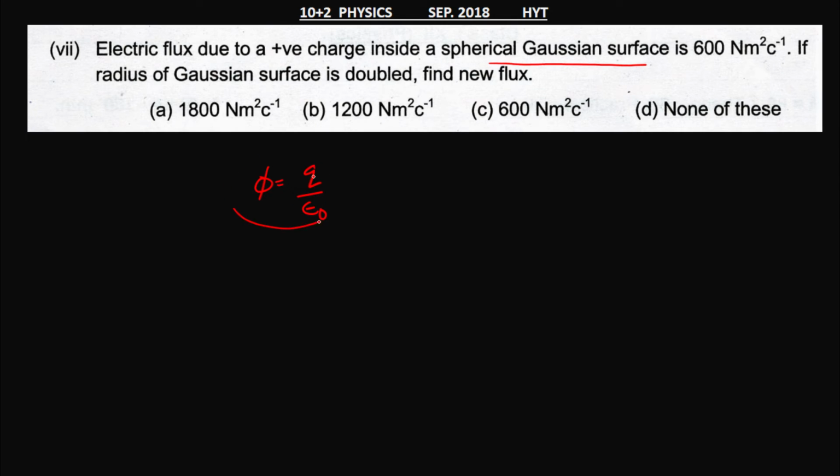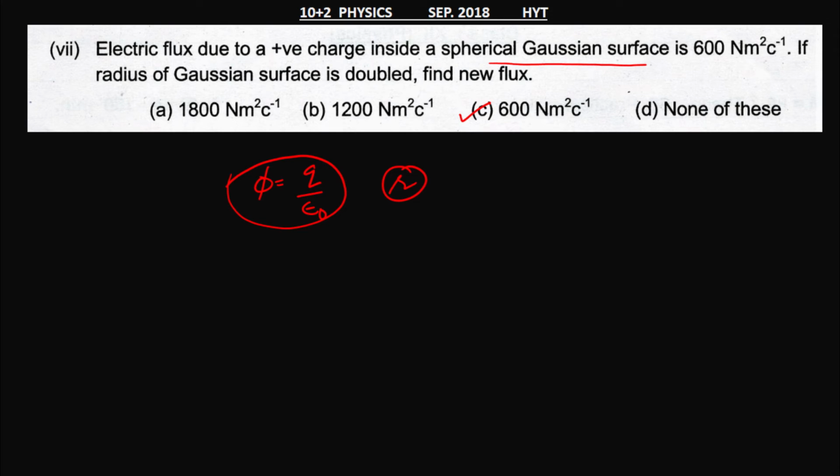So from this relation it is clear that there is no dependency on R, meaning radius. It doesn't depend upon the radius, it depends upon the charge from which the electric lines of force are coming. Since the charge remains the same in this case and only the radius is changing, there will be no change in the flux. So the right answer is C. So C will be the right answer for question number 7.